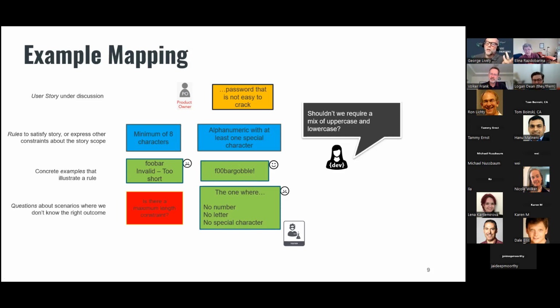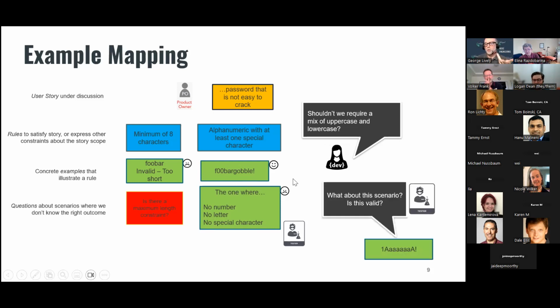So maybe there's another question. A developer says, shouldn't we require a mix of uppercase and lowercase? I mean, so far we just have lowercase. And someone says, well, what about this scenario? What about repeated characters? Often password validations will say that this is invalid. And so we would capture those, try to understand with the conversation with business, whether these are scenarios that we should capture, or maybe it leads to a different story.